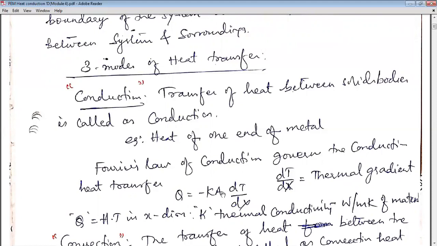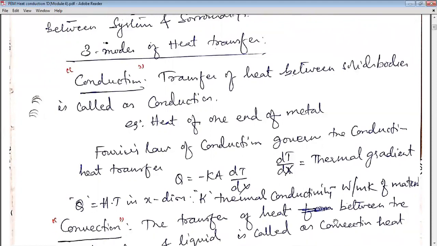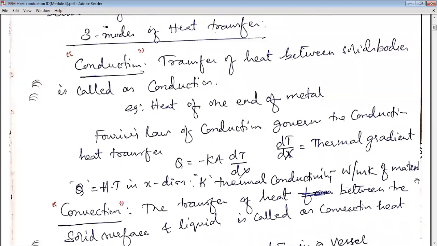A is the area exposed, dT is the temperature difference, and dx is the thickness of the solid object. So this is 1D heat transfer. You know why the negative sign is there: the temperature decreases in the direction of heat transfer. K is the thermal conductivity. All of you are aware of its unit, watts per meter Kelvin. So units play an important role. We will be focusing only on this topic, conduction.